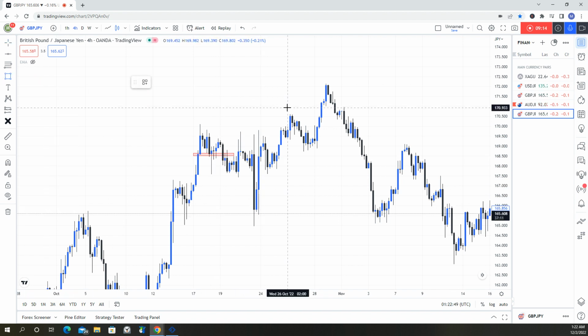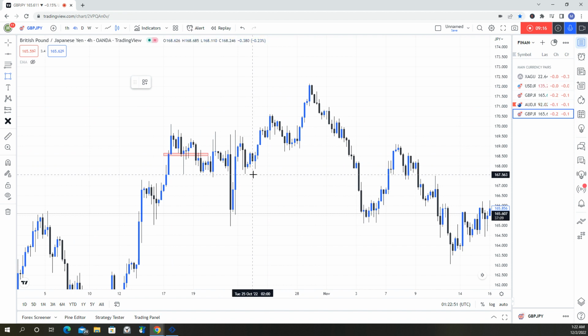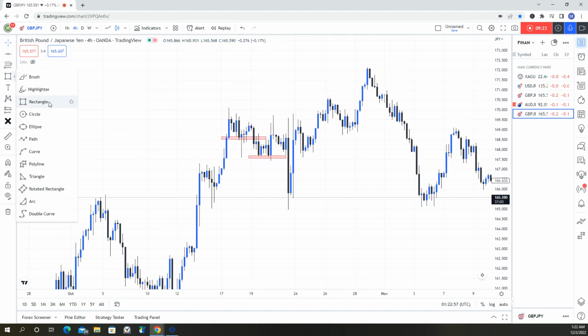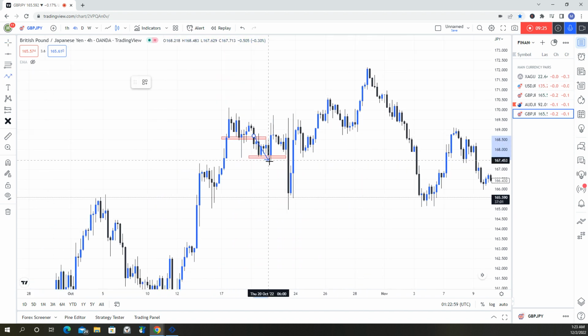I will do another minor level. So let's say there is, for example, this level. It's also minor. So everyone will be like, oh, that's a really good level because the price jumped out of it. It really didn't jump enough. So that's not a really good level. I will show you the levels I mark up.